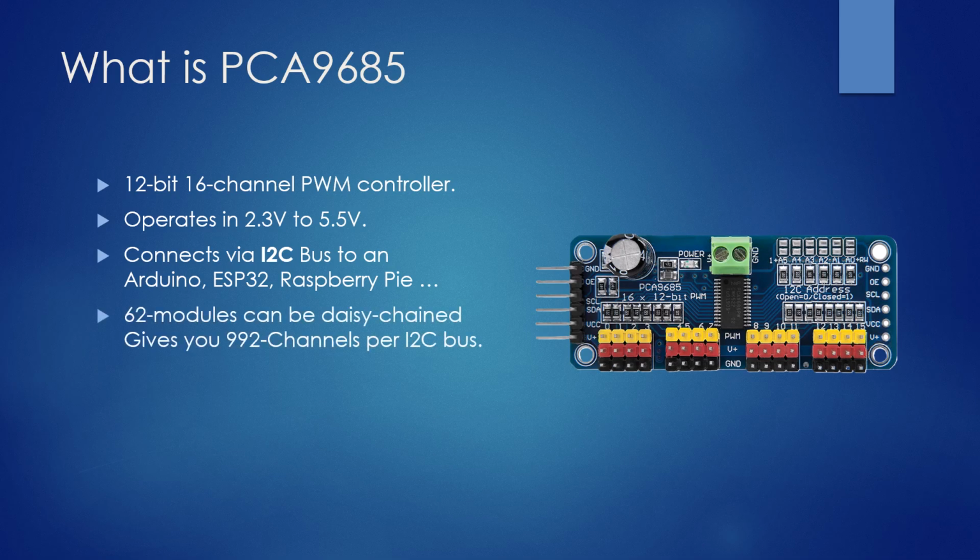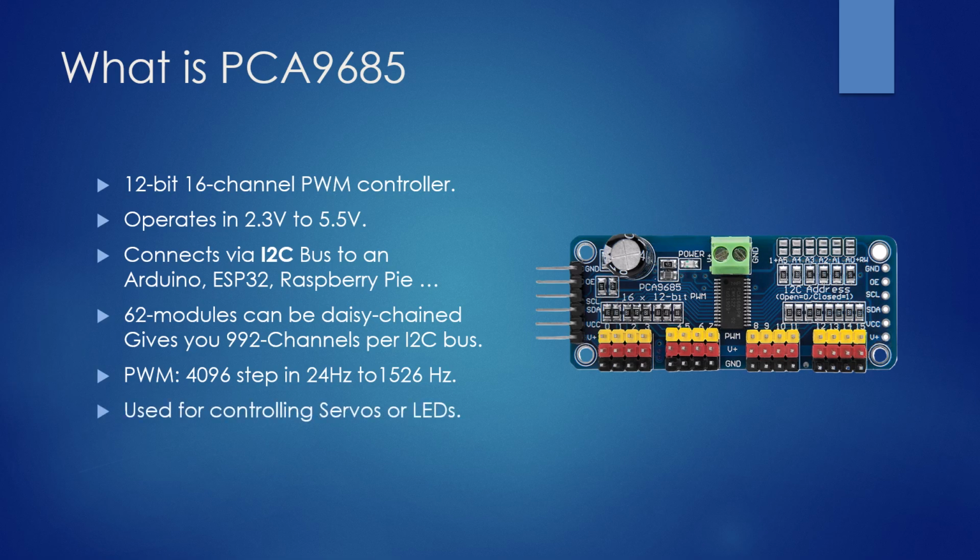Up to 62 modules can be connected daisy-chained after each other on one I2C bus, giving a total of 992 channels per bus. The PWM signal is 12-bit, giving 4096 steps in 24 to 1526 Hz. Typical use is controlling servos and LEDs. It also has an external input power, V+, to power servos and LEDs.